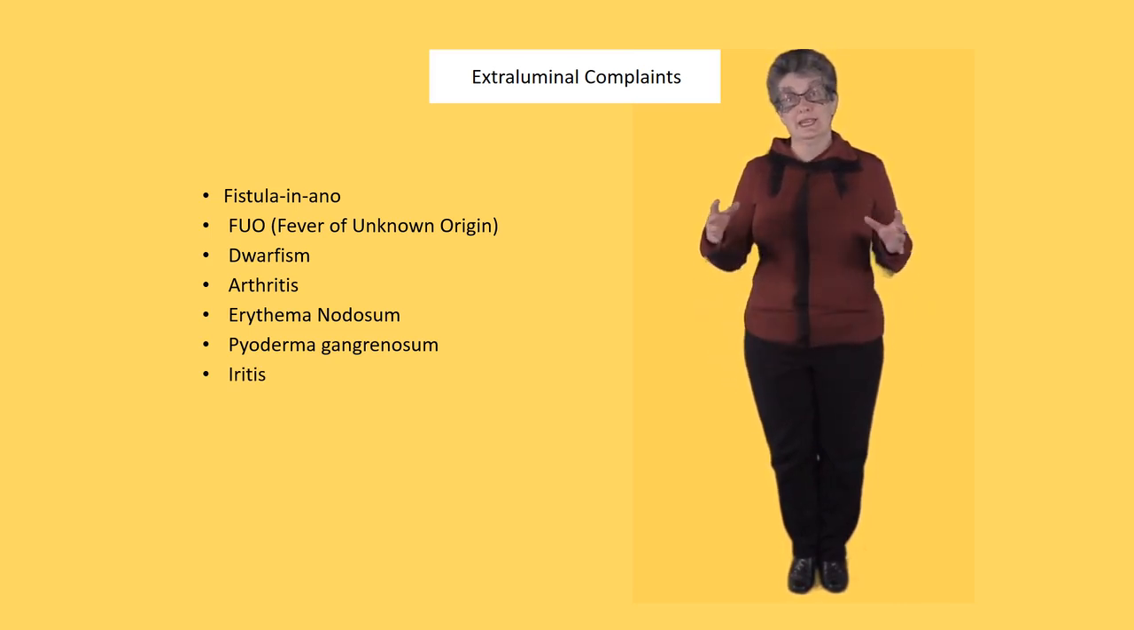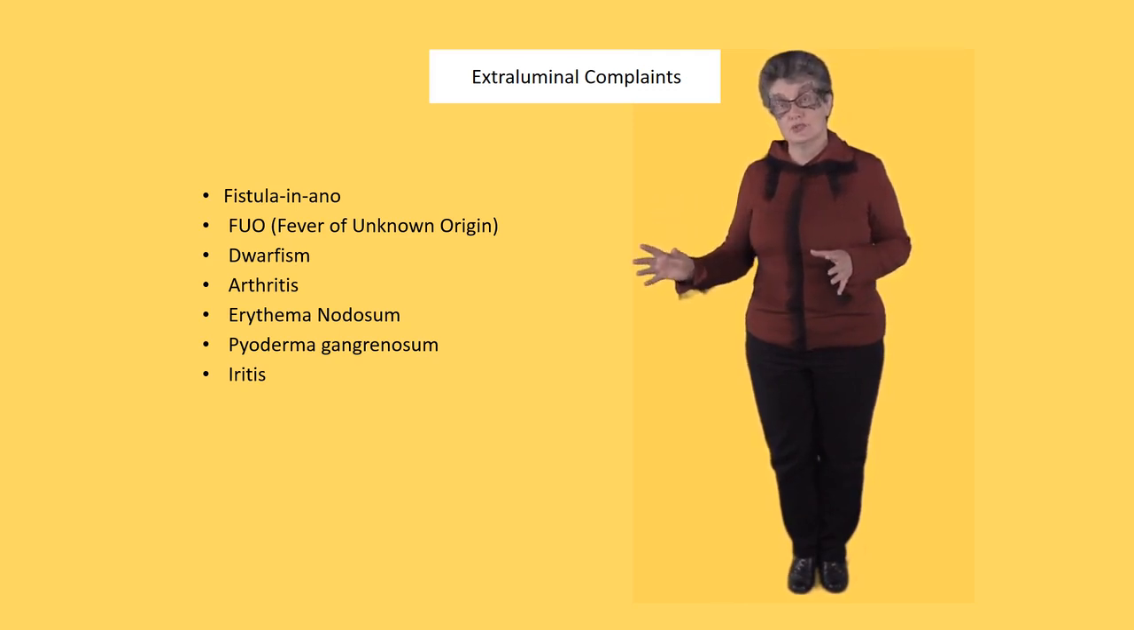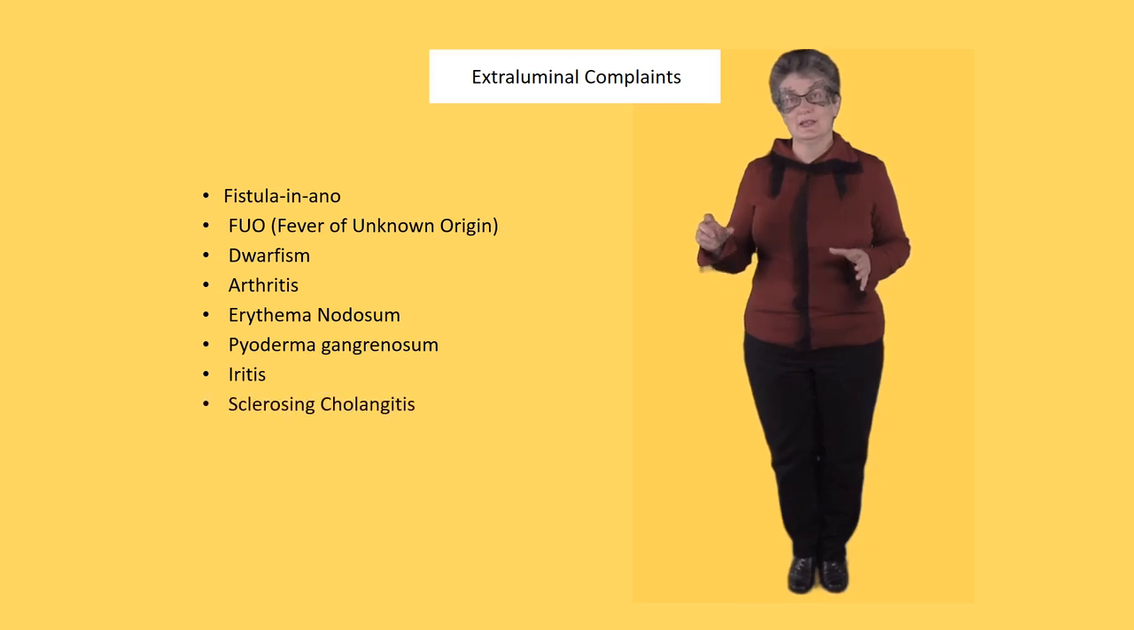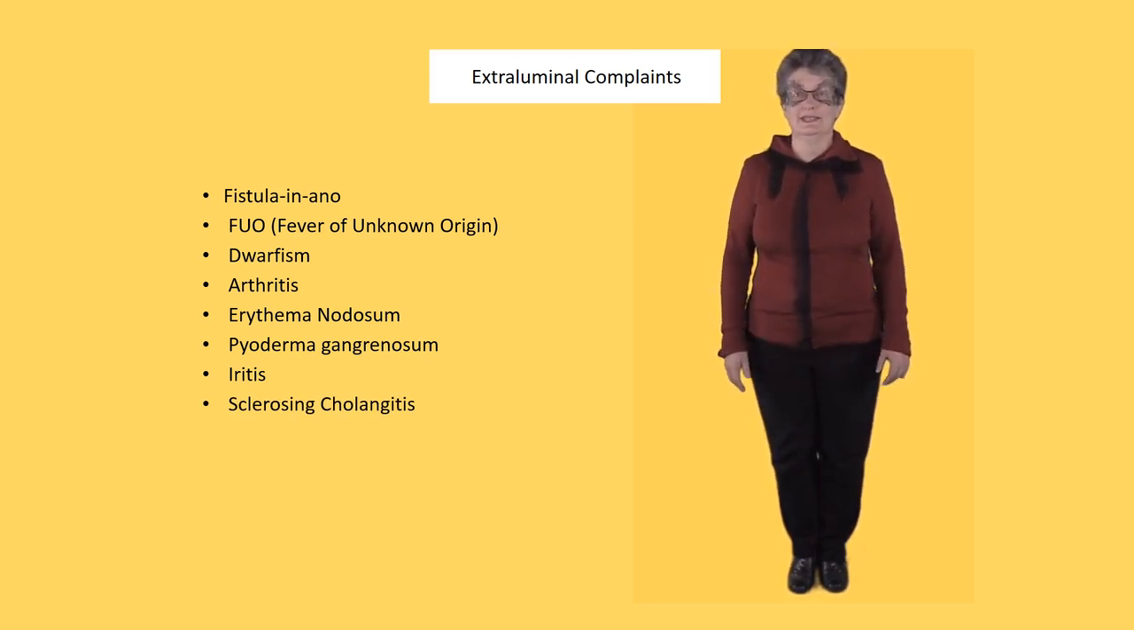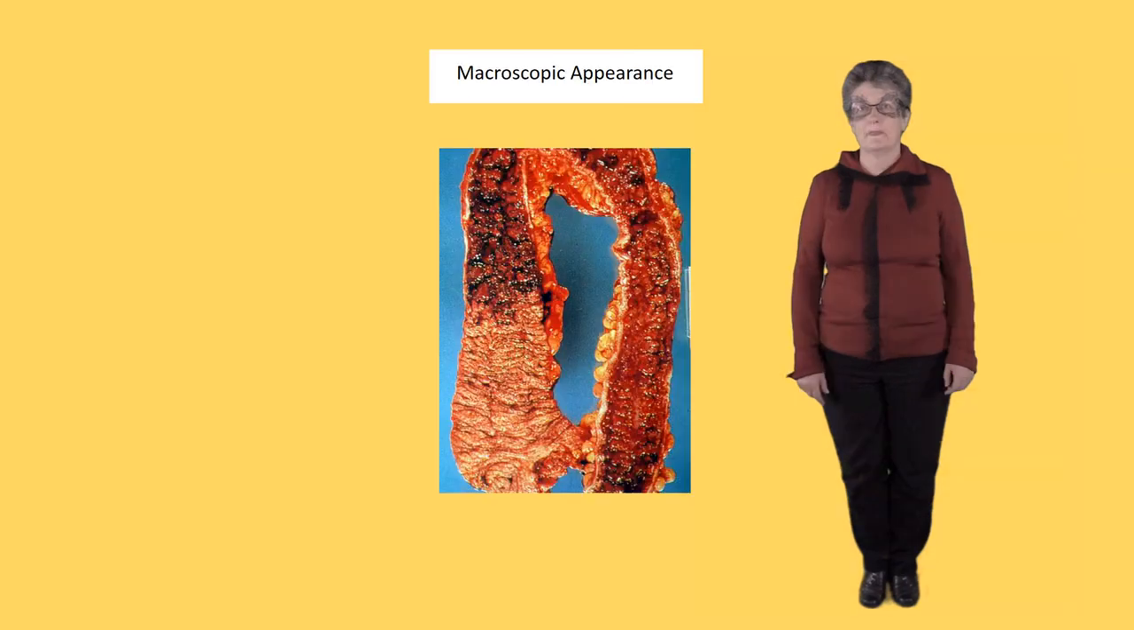Now, all these things can also be found in ulcerative colitis. Sclerosing cholangitis, where you get inflammation of the bile duct, is restricted to ulcerative colitis and isn't found in Crohn's disease.